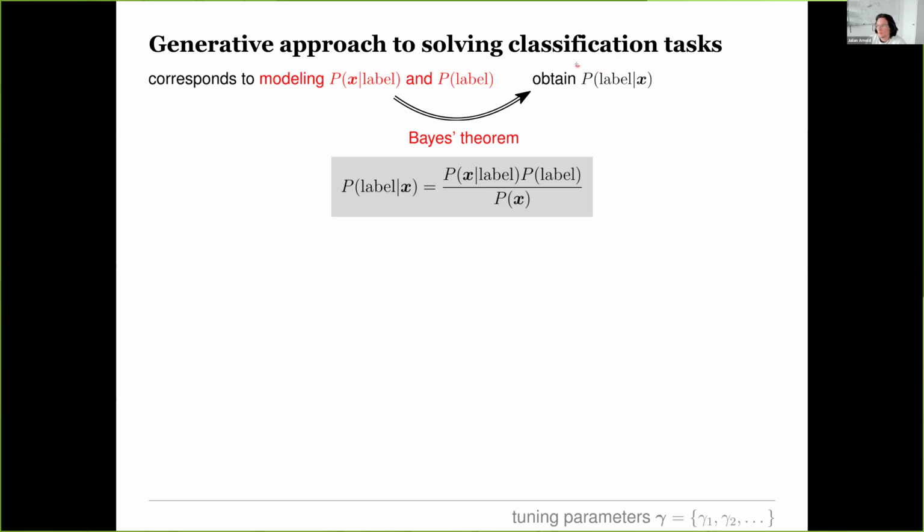And this approach is called generative because P of X given a label tells us how the data with a given label is generated. So if I pick a certain label, that tells us how we can generate samples which are representative of that label. And why do we make this detour? So why do we model these quantities?